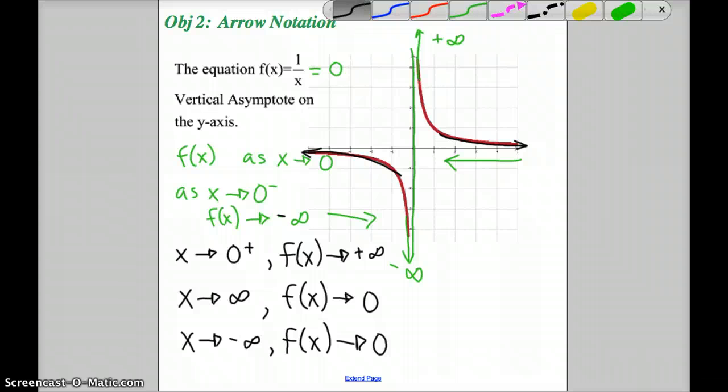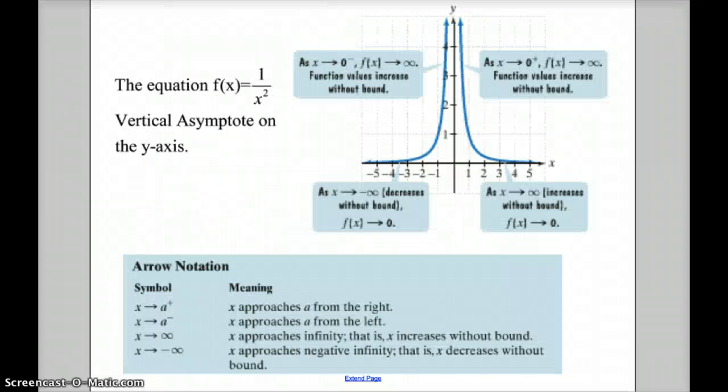So the next problems are partially your checkpoint. So here it is again, another description of it and what's happening here, and the arrow notation if you want some notes. You can write these down if you'd like, but it's just describing what's happening. You're going to describe in arrow notation what's happening as x approaches an asymptote from the left and from the right, and you'll describe what happens as x approaches infinity and negative infinity, because these rational functions will often have different results as you're approaching those values.